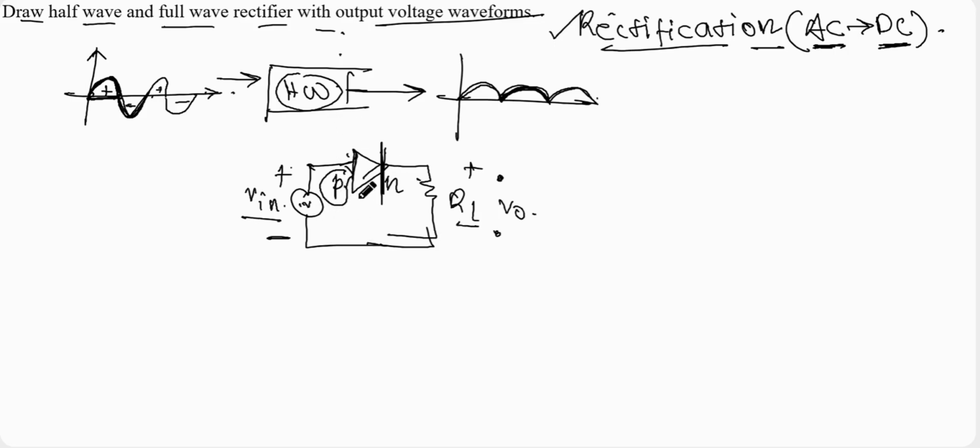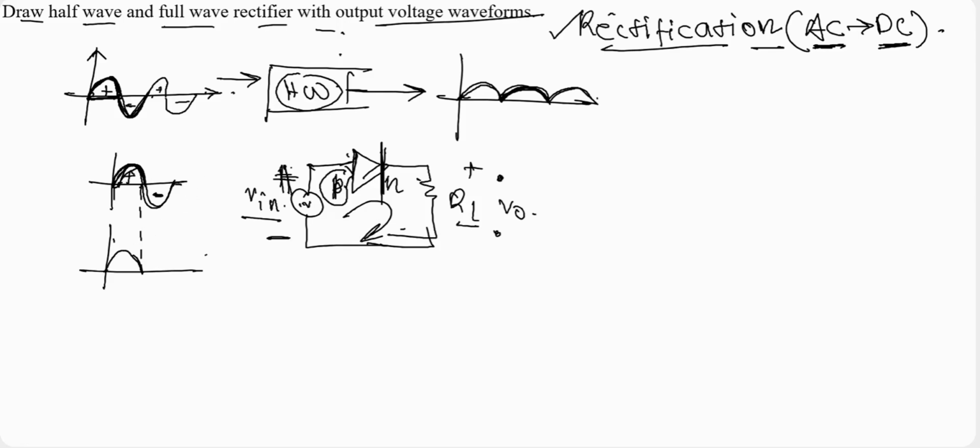So for the positive half cycle, this is a full wave power supply. This is the positive half cycle. This is the negative half cycle. For the positive half cycle, the PN junction diode will be forward biased, because when the P terminal is connected to the positive terminal of the battery, then the diode will be forward biased. And when the diode is forward biased, current will flow through the circuit like this, and we will be getting an output voltage.